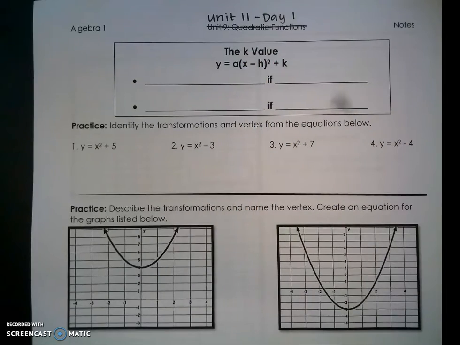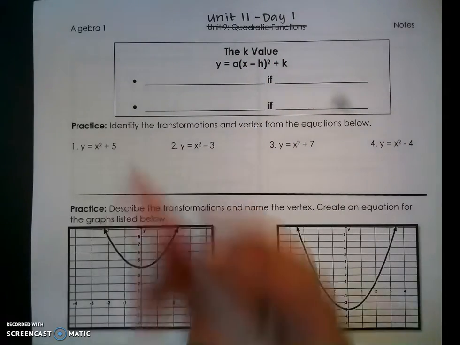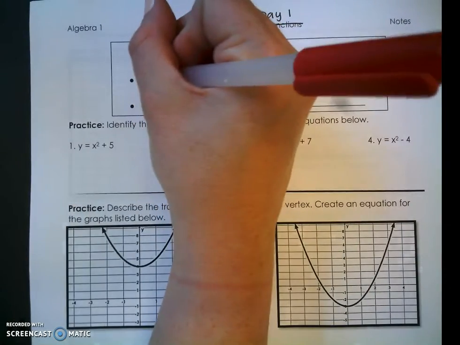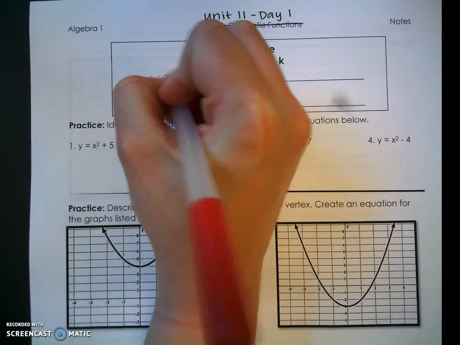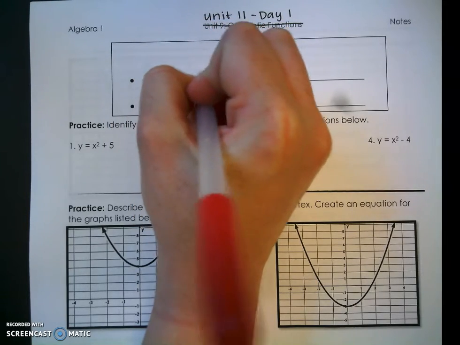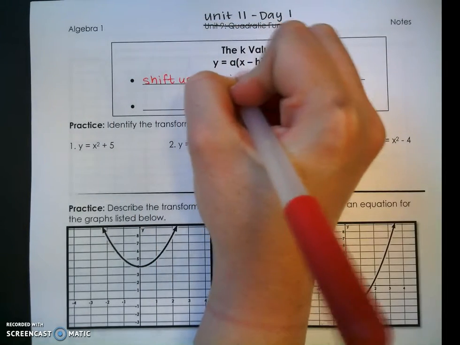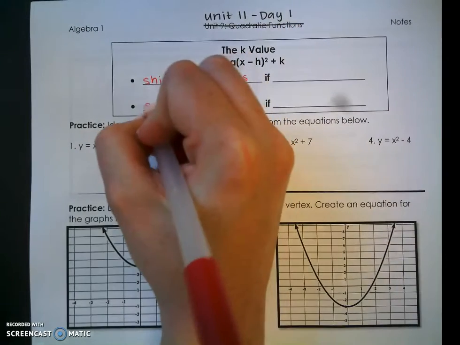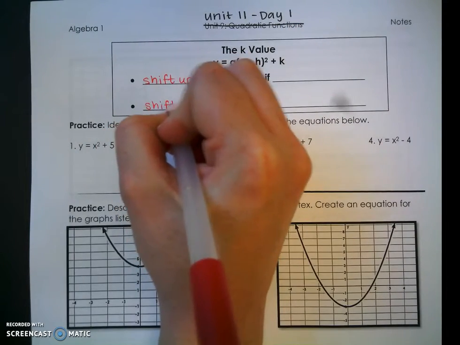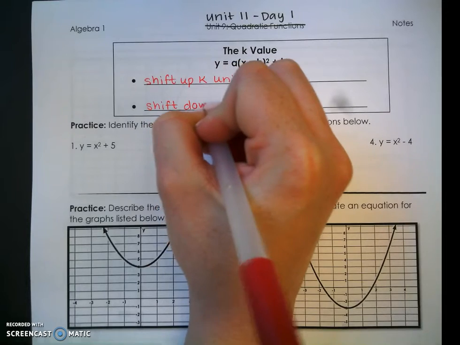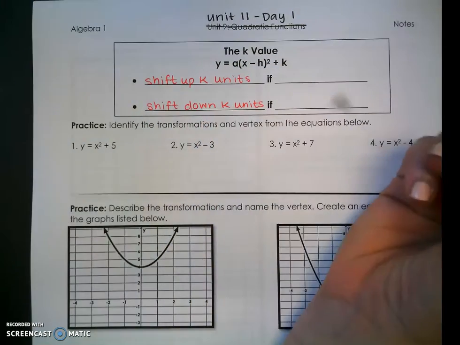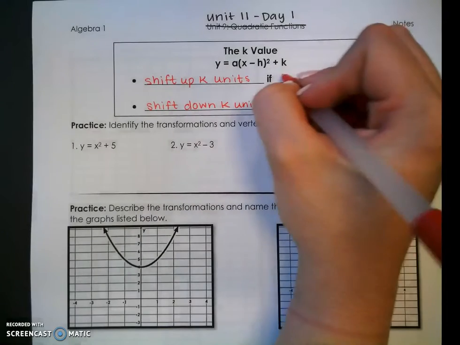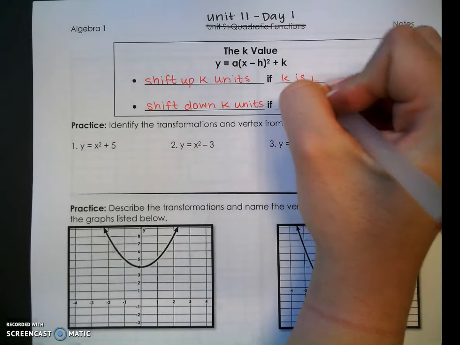The k value is your shifts up and your shifts down. So you have two options if your k is a number. It can either shift up k units, so if k was 4, then 4 units, or you can shift down k units. Remember, k is just a variable, just a placeholder for a number. It shifts up if your k is positive.